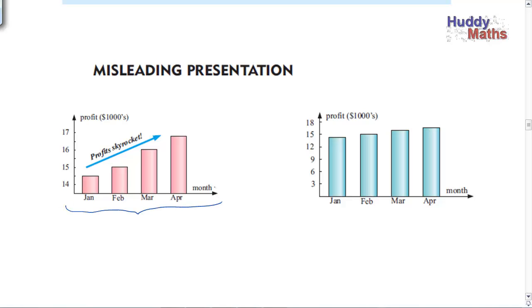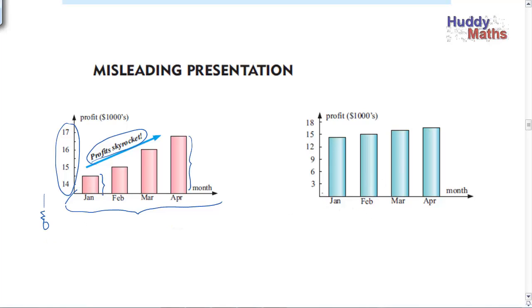Somebody is pushing the idea that profits have skyrocketed between January and April. Have a look at the scale here. They have started off, there should be a gap there, shouldn't there? On a scale like that, we show that we've got a gap from naught. It doesn't go down to naught, it only goes down to a little bit under 14, giving the impression that there's a much bigger increase between these two than what you might think.